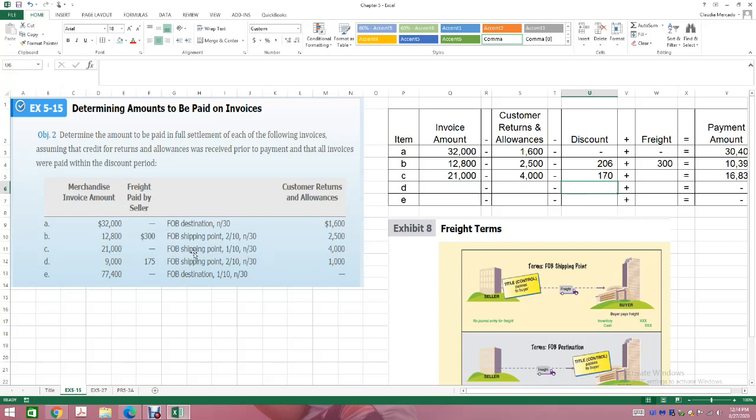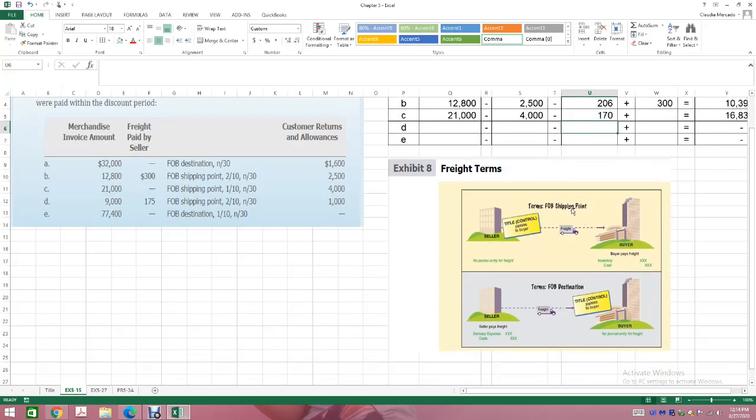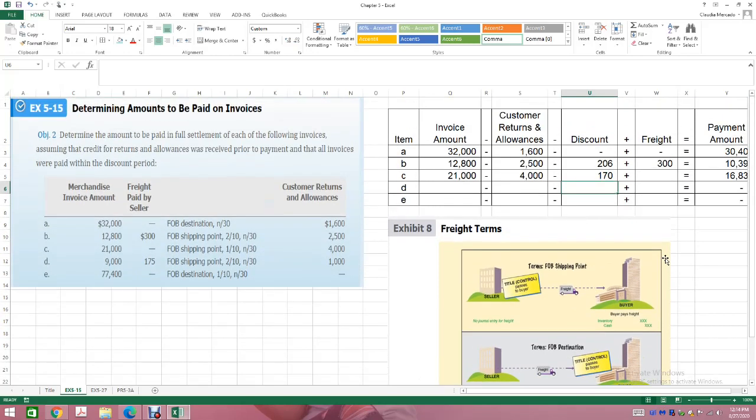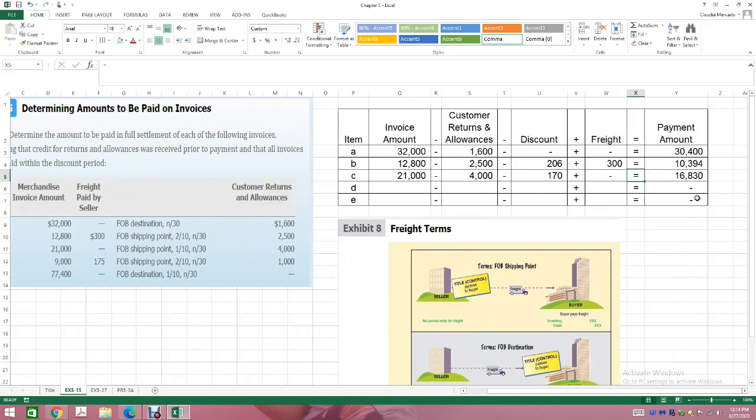Okay. This is FOB shipping point. Remember, FOB shipping point, the buyer pays for the freight, but there is no information provided here, so we can't include that. So we'll just have that as 0 for now. Okay. Sometimes the freight gets billed separately, so you'll get a separate invoice for the freight. Sometimes it's included within the invoice. It just depends. But in this case, we don't have any information for the freight, so we can't include it. Okay. So the amount that I'm going to pay is $16,830.